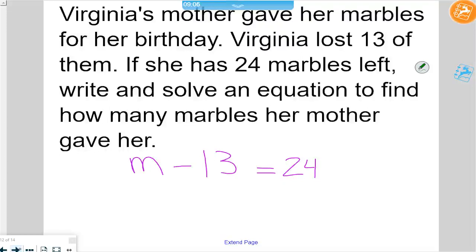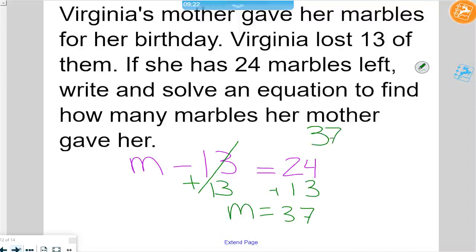To get rid of this, I'm going to do the opposite. I'm going to add 13. That leaves us with M. I need to add 13 to this side. 4 plus 3 is 7, and 2 plus 1 is 3. So she started with 37 marbles.